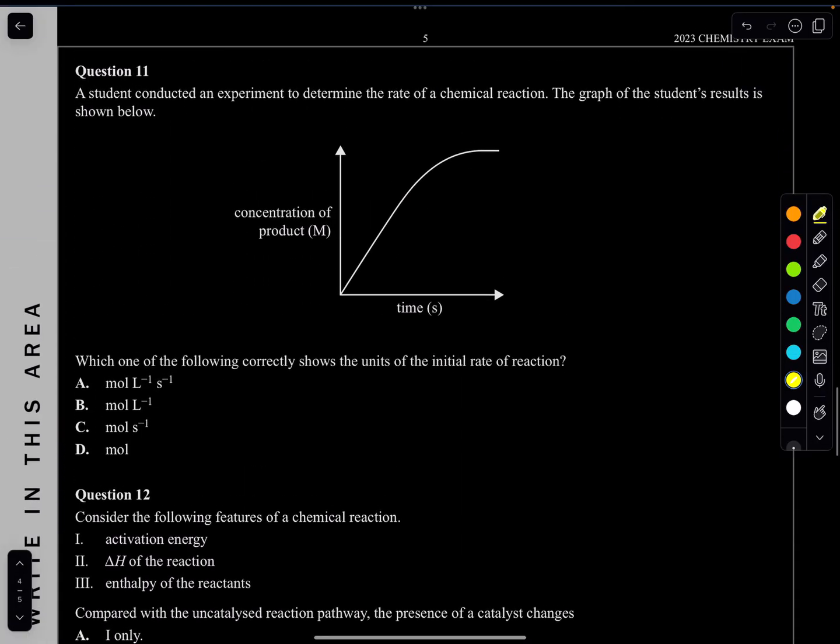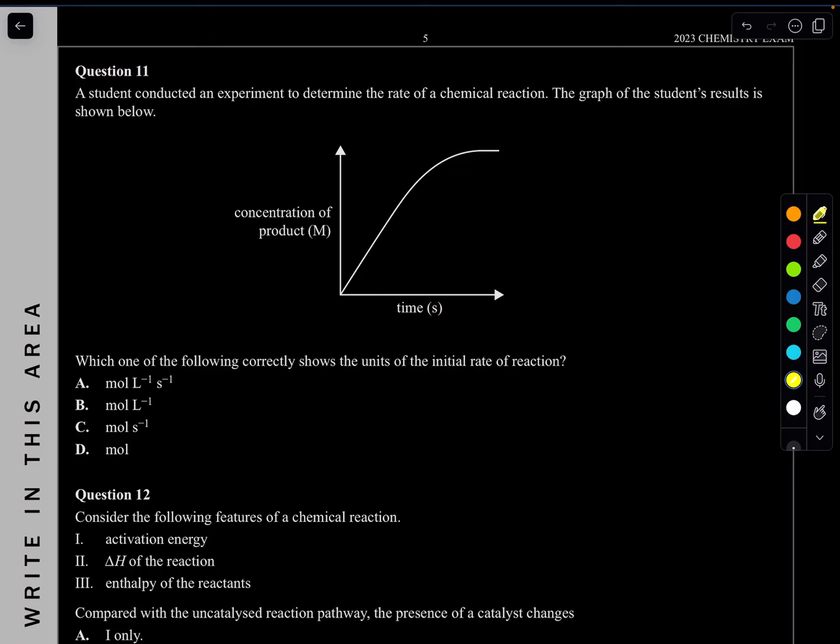Question 11. A student conducted an experiment to determine the rate of a chemical reaction. The graph of the student's result is shown, so we can see the concentration of product over time. Which of the following correctly shows the units of the initial rate of reaction? What an easy, beautiful question. Now, you should realize what defines rate of reaction. If you have a concentration time graph like this, it's just the gradient of the graph. The gradient of the graph is your rate of reaction, how quick a reaction goes.